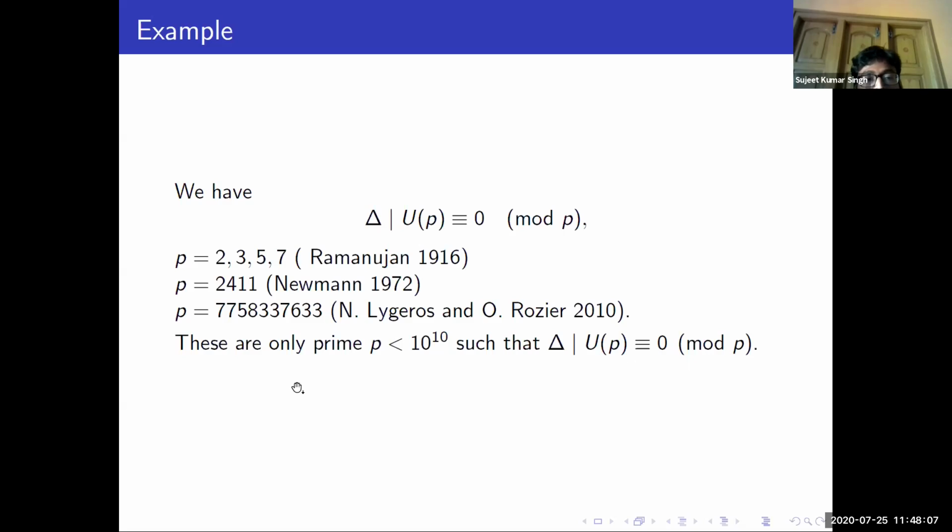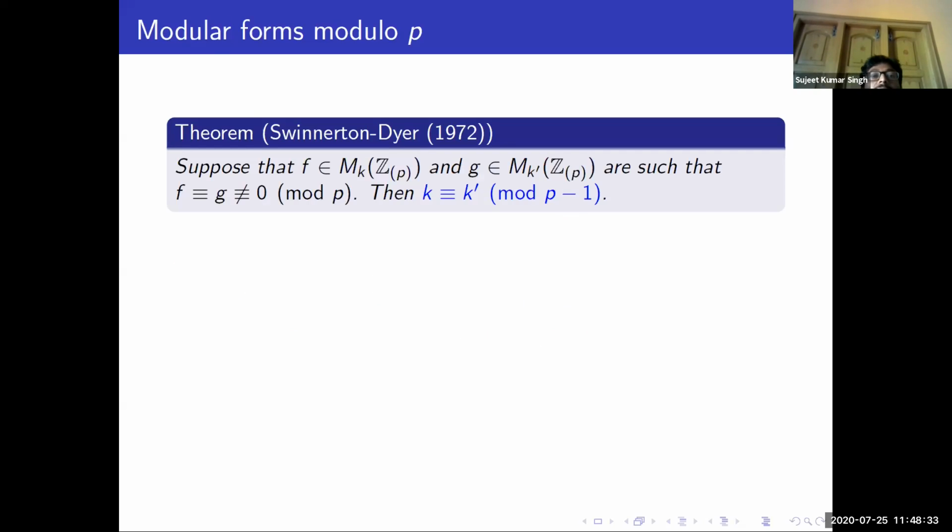It is even a conjecture that there are infinitely many primes such that delta|U_p is congruent to 0 mod p. I will not discuss the conjecture, but I will discuss some equivalent condition for the existence of U_p congruence in modular forms, and then in my case in Hermitian Jacobi forms. To give the equivalent condition, we use the mod p theory.